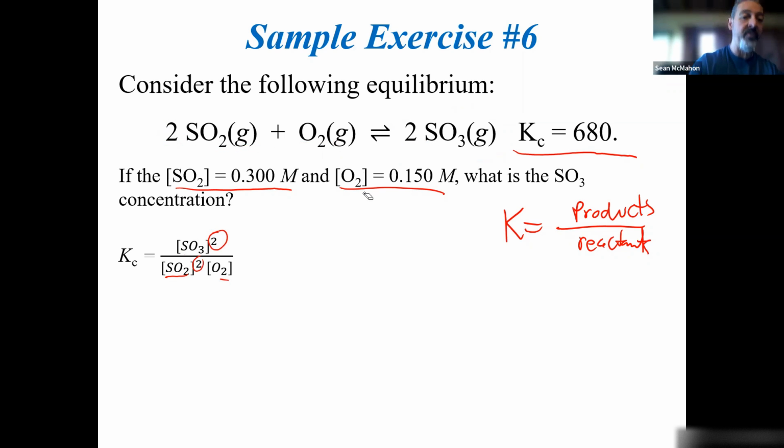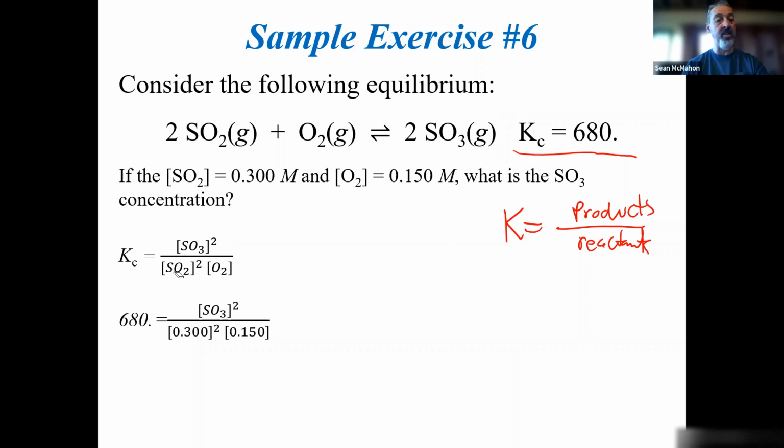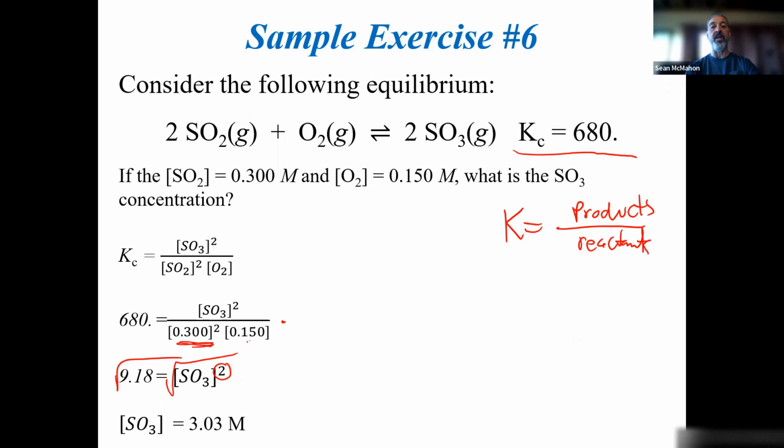So now it's a question of doing what? Plug and chug, right? So you'll see in this example, I don't rearrange it algebraically. You can. I just plugged it in. So I'm plugging the numbers in. And then once I square my 0.3, multiply it by 0.15, and then multiply whatever that product is by 680 on both sides, I get a 9.18. But the SO3 concentration is to the second power, so I have to square root both sides, and I get the concentration of my sulfur trioxide is 3.03 molar, because the concentration units are molarity.